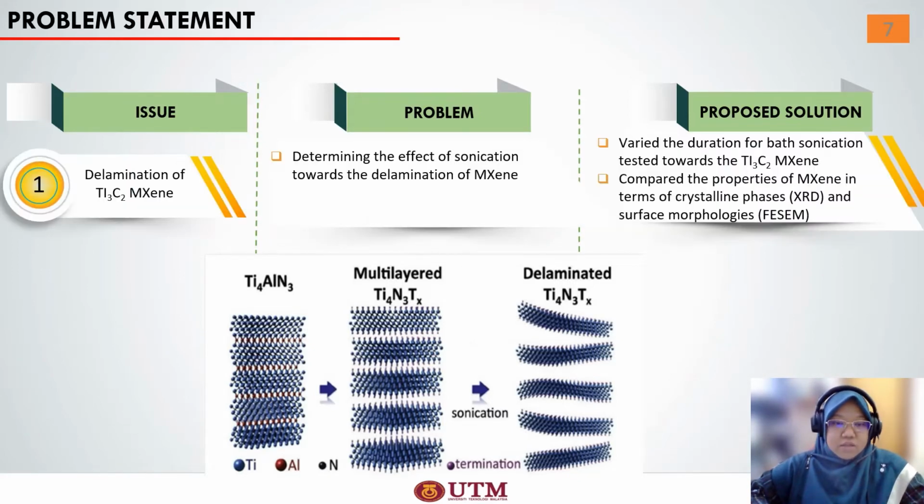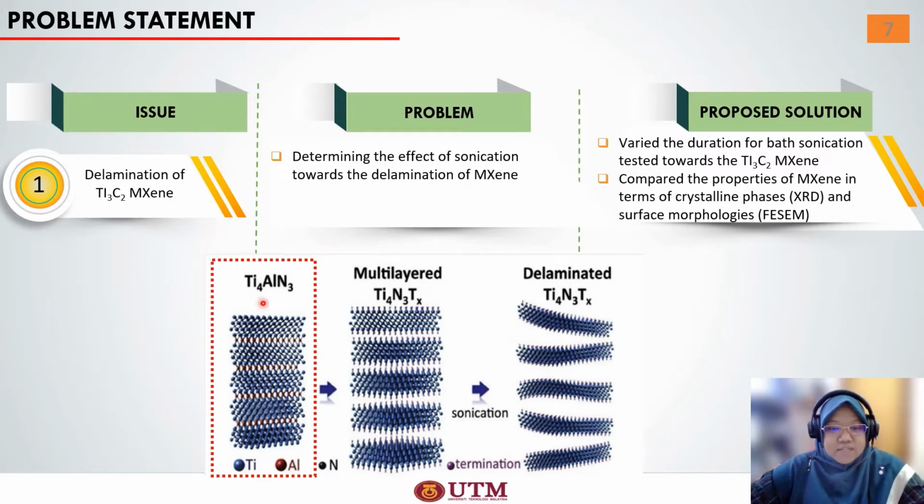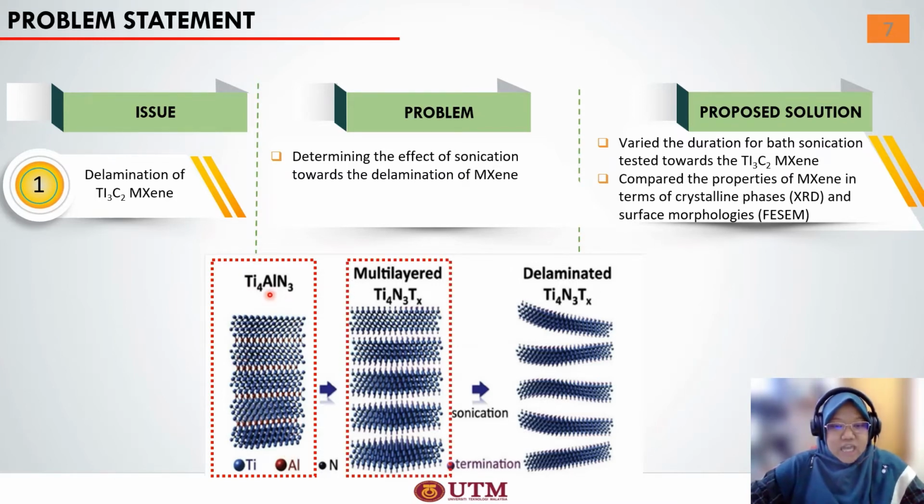So in our case here, before I explain further, let me explain the term delamination first. As I explained before, we have the precursor. In our example here, the titanium aluminum nitride is the MAX phase, the 3D. So we need to etch the aluminum in order to get the MXene. In this case, we have the titanium nitride MXene.